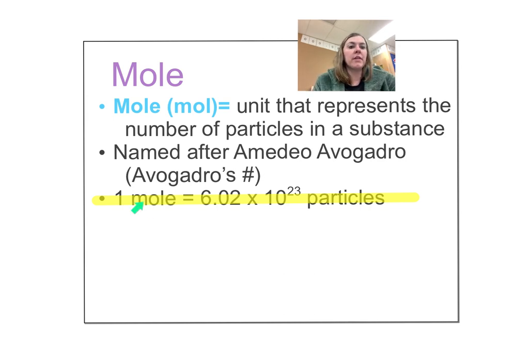There's a specific relationship here that's highlighted. 1 mole of anything is equal to 6.02 times 10 to the 23rd particles of that substance. So if I have 1 mole of something, it means I have 6.02 times 10 to the 23rd. This number is often called Avogadro's number, the 6.02 times 10 to the 23rd, and that's named after this scientist, Amedeo Avogadro. So 6.02 times 10 to the 23rd, that's a big number.